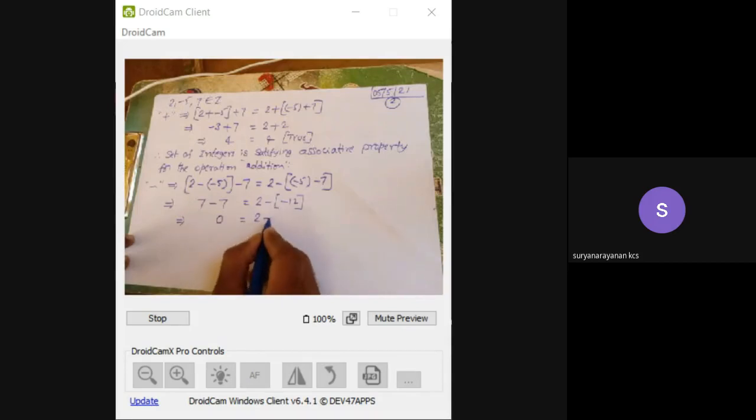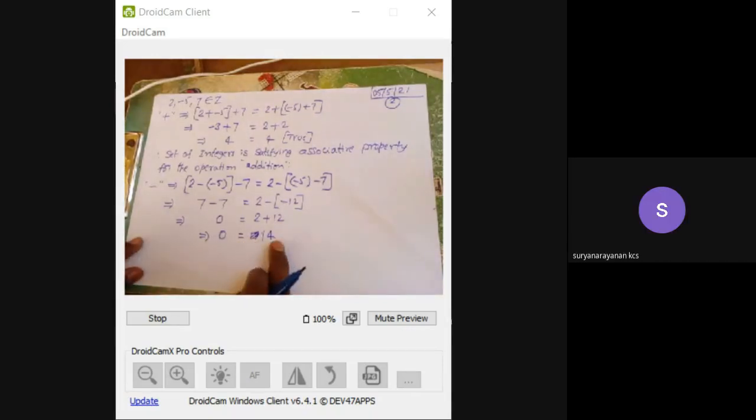2 minus of minus 12 is plus 14. Yes or no? Are you master in these concepts? How to simplify the numbers? Minus of minus, we get a plus. What will you get in RHS? 14.